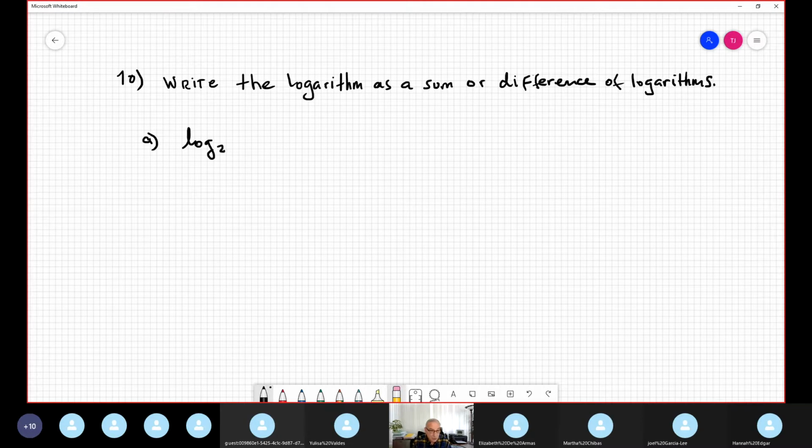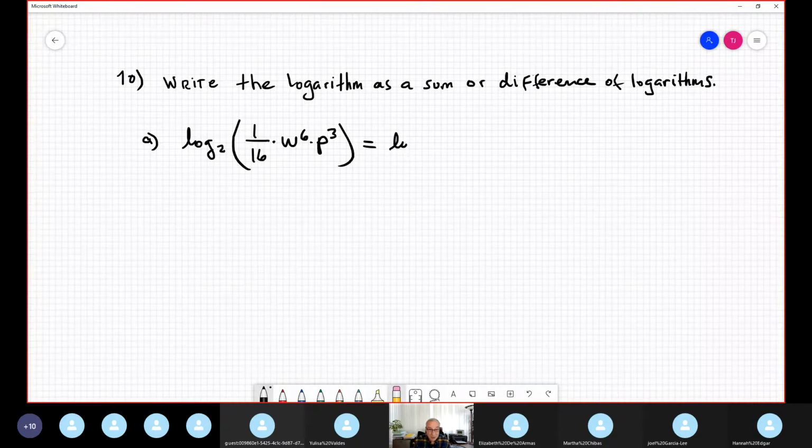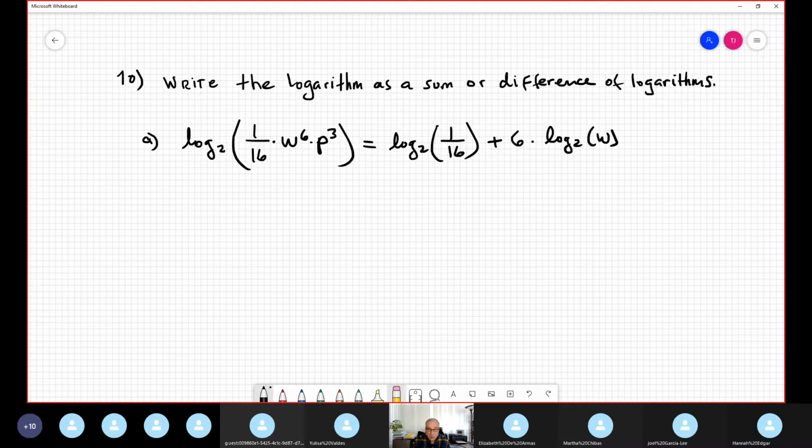So the first example is logarithm base 2 of 1/16 W6 and P3. Okay, I suppose the operation here is multiplication, no? So basically when you apply the property number 5, it's logarithm base 2 of 1/16 plus 6 times logarithm base 2 of W plus 3 times logarithm base 2 of P. And the variable lives like that.